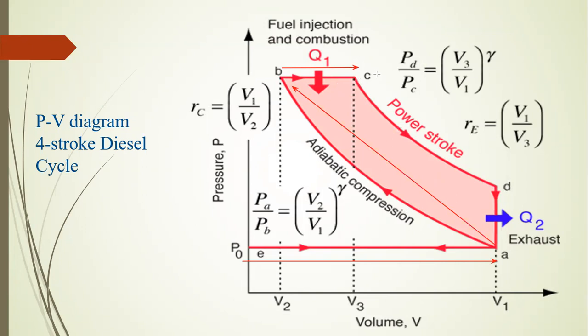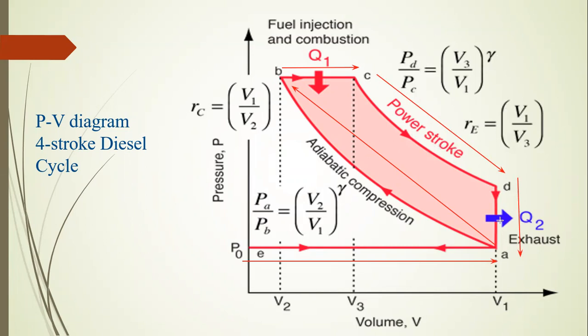Then the piston moves from its top dead center to bottom dead center, which is called the power stroke, from position C to position D. At this time, the pressure ratio is equal to the volume ratio: higher pressure divided by lower pressure is equal to higher volume divided by lower volume raised to gamma. Then the exhaust stroke from D to A.